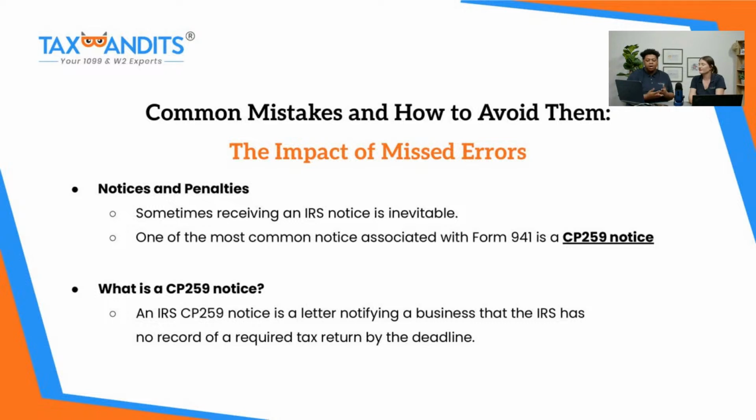One of the more common notices associated with Form 941 is the CP 259 notice. What exactly is a CP 259 notice? It's just a notice from the IRS letting you know that your business has no record of the submitted tax return, in this case the 941, by the deadline. Exactly. Yes.